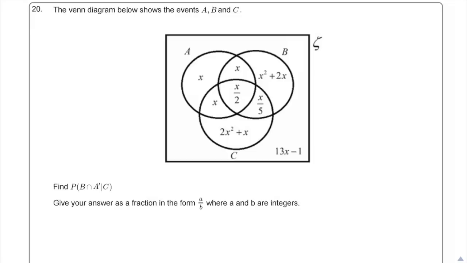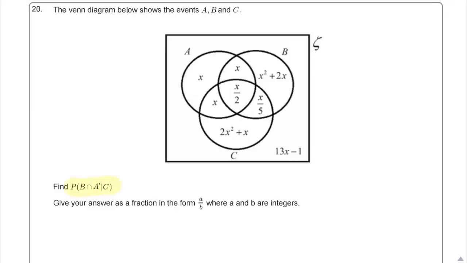Question 20 says the Venn diagram below shows the events A, B, and C. We need to find the probability that B intersects not A given C. You need to give your answer as a fraction in the form A over B, where A and B are integers. Now, this is quite a difficult question. So, the first thing to look at, I think, is this probability here.